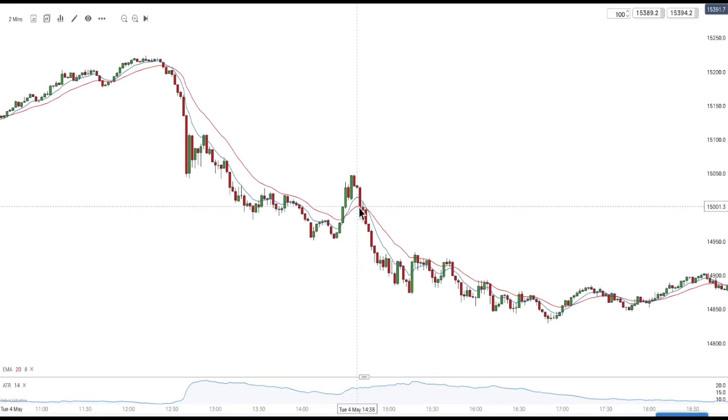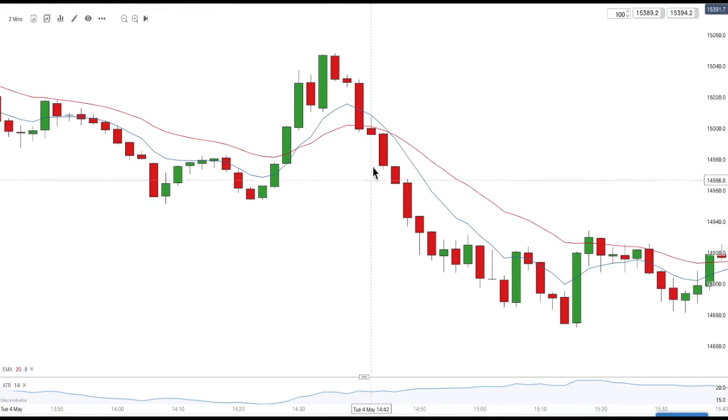It got a big strong red bar which closed below the value zone, and then look at this bar here. This is a little pin bar, tail on the top, wick on the top, almost closed on its low below the blue and the red EMAs, and then short.